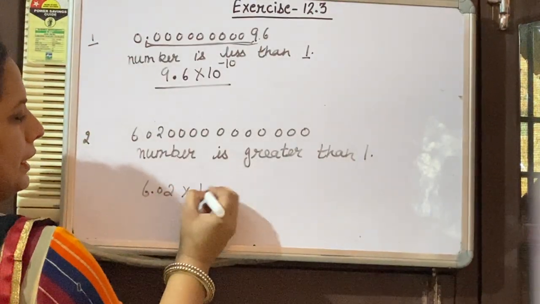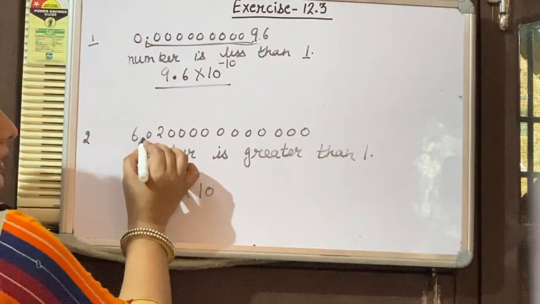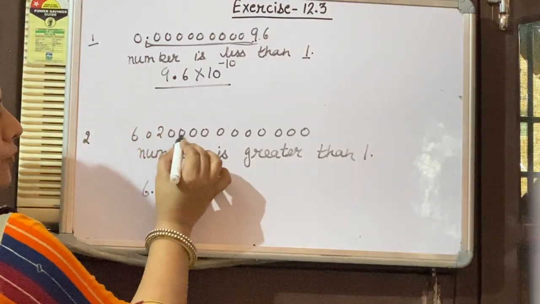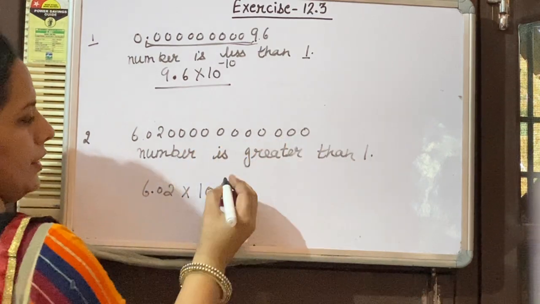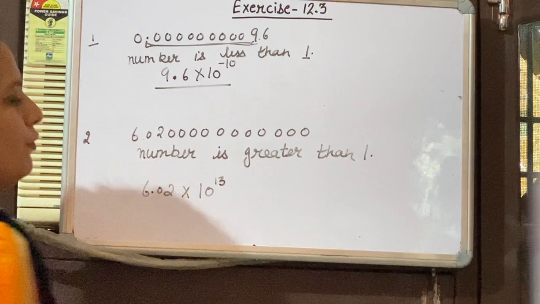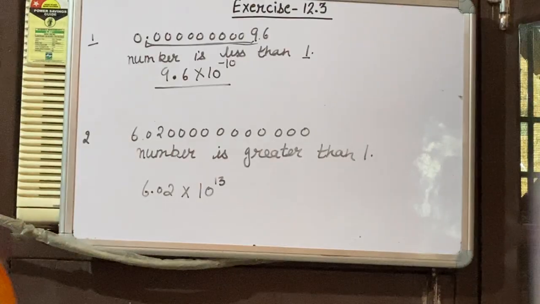6.02 multiply 10 raised to power, count the digits after the decimal, 1 2 3 4 5 6 7 8 9 10 11 12 13. So its standard form will be equal to 6.02 multiply 10 raised to power 13.